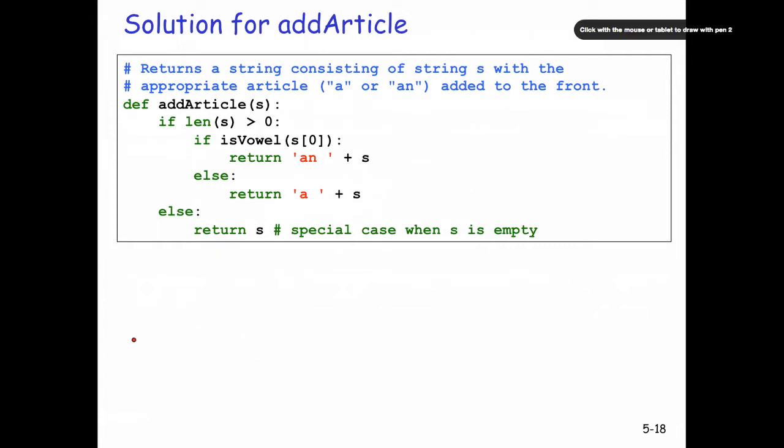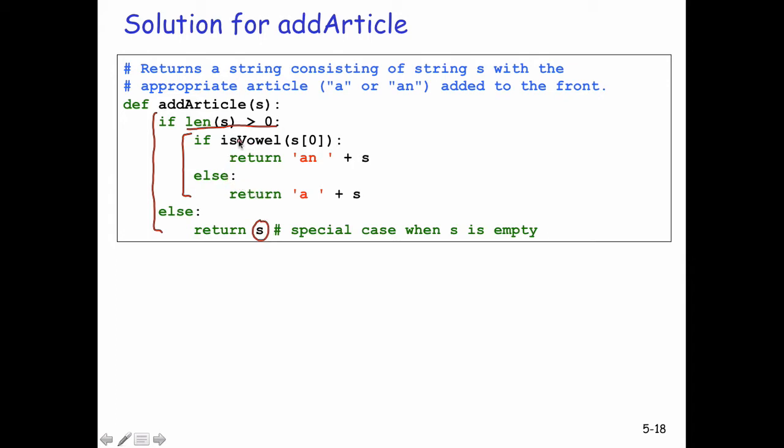So add article here is taking a string s, and it's going to begin with a conditional test on the length of the string, because we want to specially handle the case where the string is empty. So here we're going to have this outer conditional statement that's going to test the length of the string. If the length is greater than 0, we're going to go off and do some more tests. Otherwise, we're simply going to return the string unchanged. That's one way to deal with the empty string.